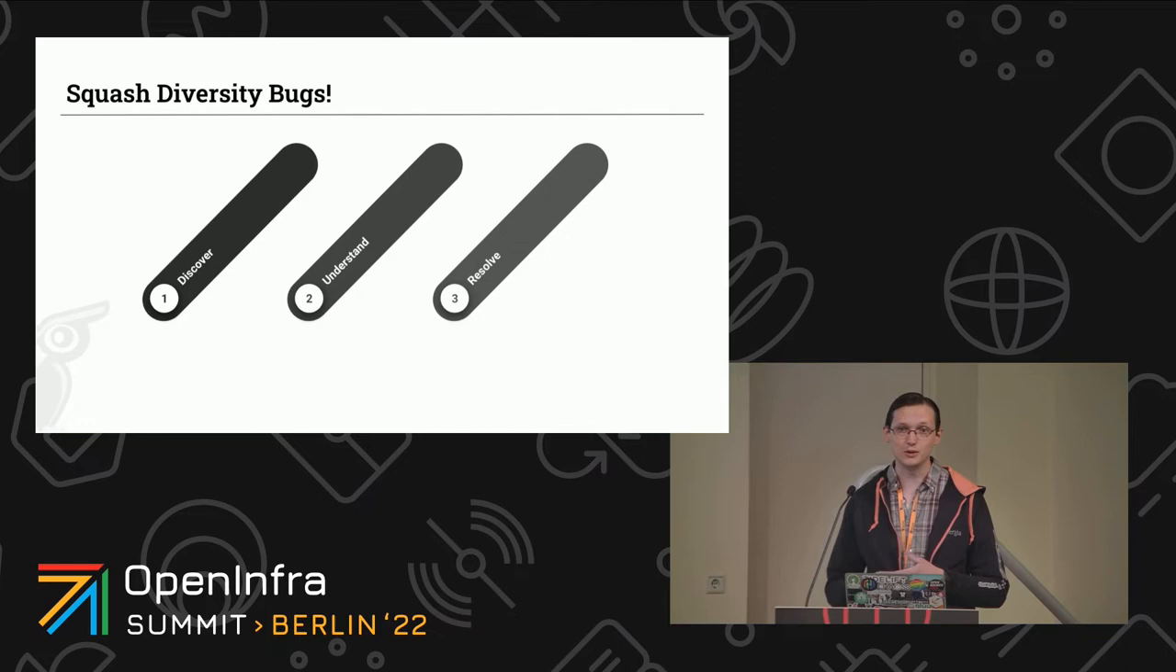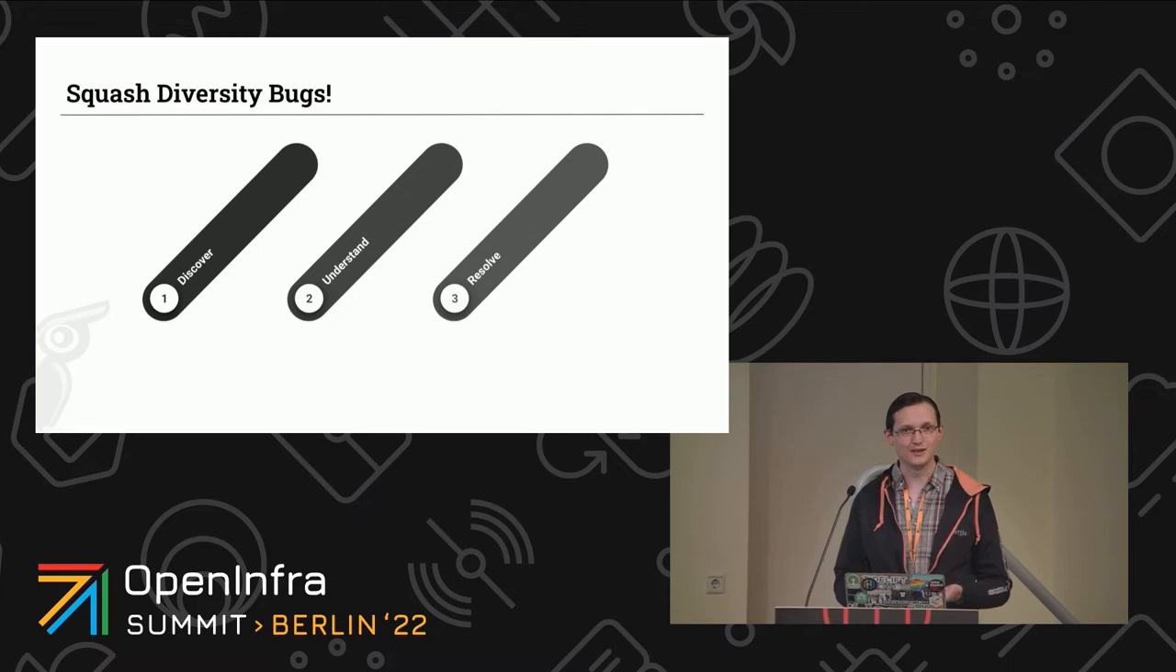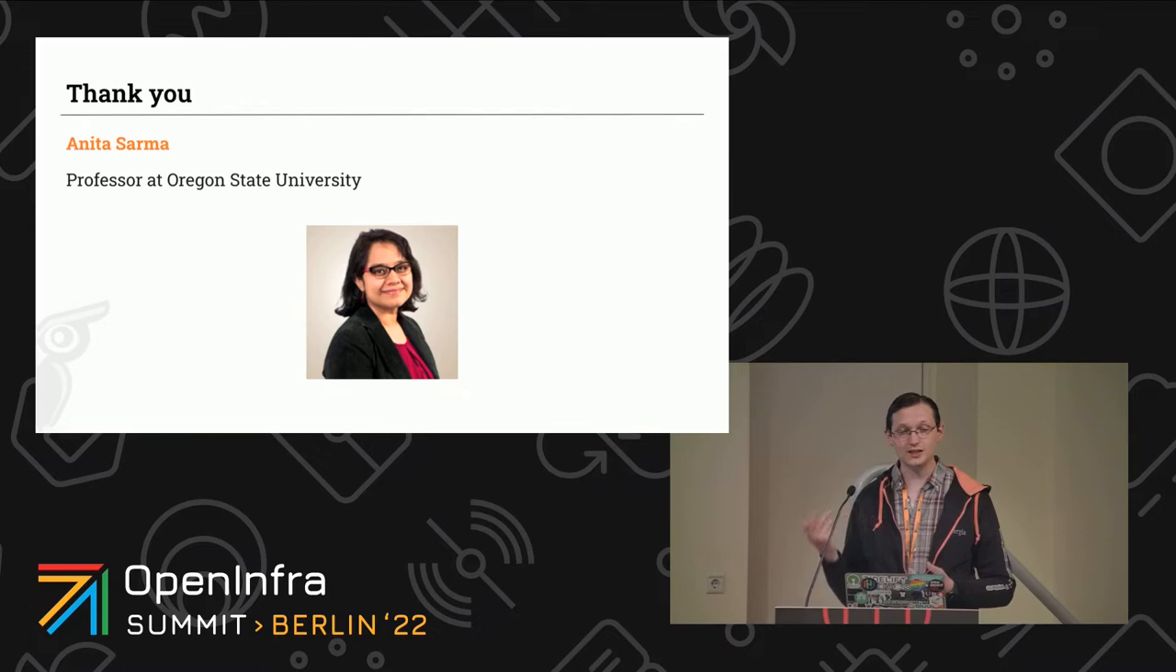How do we go about resolving it? If you're familiar with squashing bugs, then this should sound very familiar, where someone identifies, oh, something's not working right. Okay, let's look a little deeper. What's going on? Where is this bug coming from? And then discussing how to solve it. And I want to thank Anita Zama, a professor at Oregon State University, who I learned this strategy from. I want to give her credit for that. I'm also working with her on a book about this and other strategies and how to promote diversity, equity, and inclusion in open source.